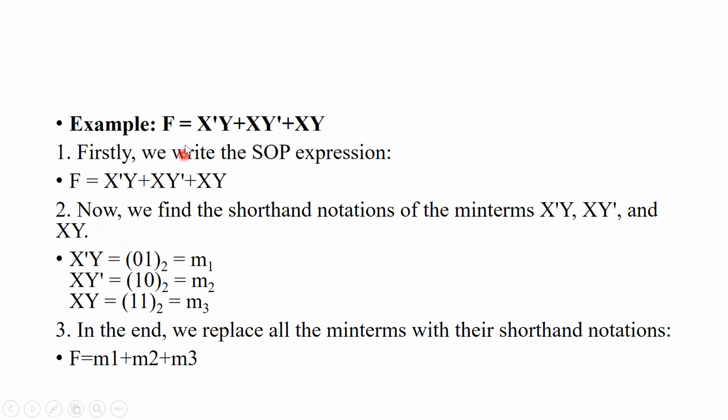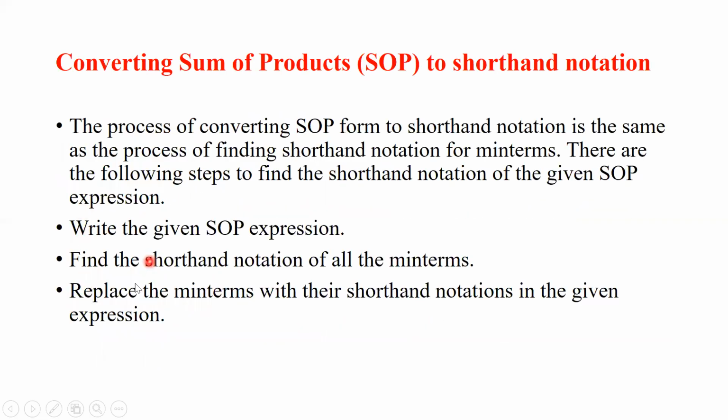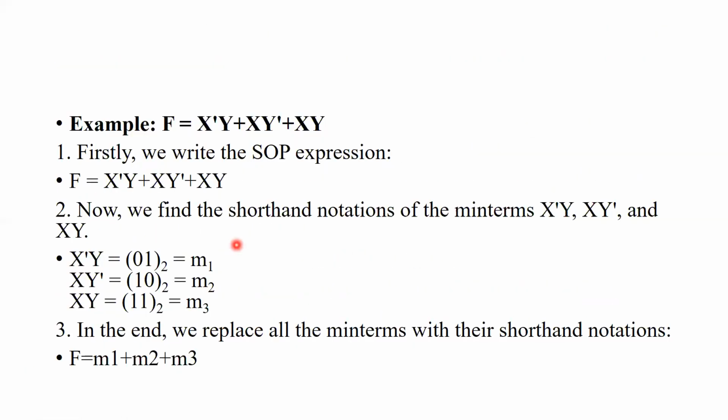Suppose I have the expression x dash y plus xy dash plus xy. Seeing this expression, I know I have only two variables, X and Y, there is no Z. So taking those 3 steps, first I write down the given SOP expression: x dash y plus xy dash plus xy. From the question paper, you write down the expression. Then we find out the shorthand notation.